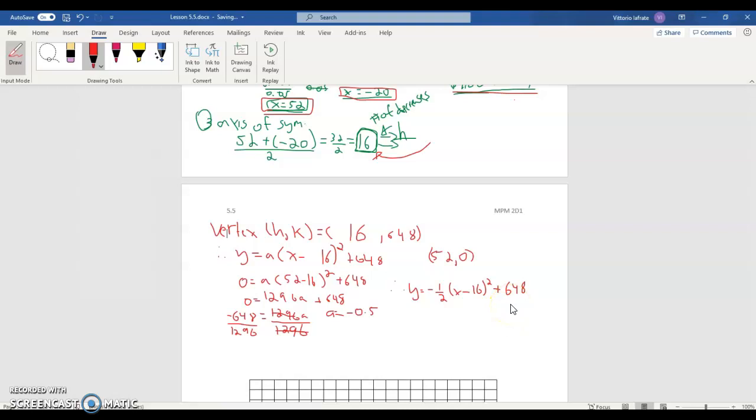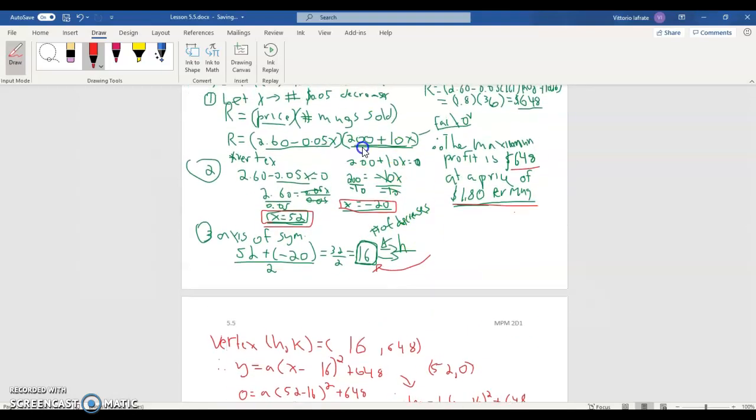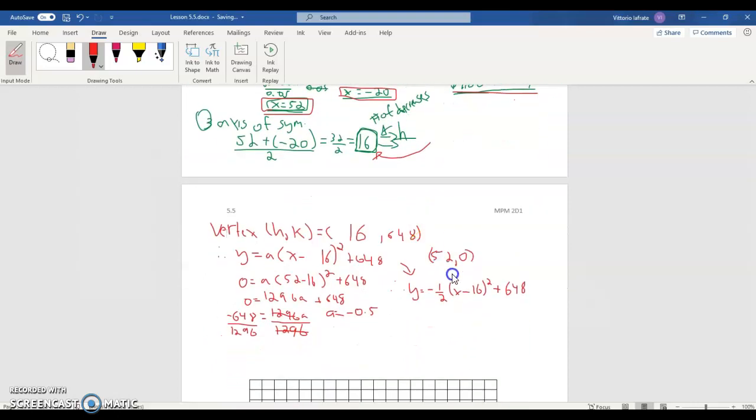To get the standard form, all you need to do is expand. You can expand either this vertex form here, or the factored form up here. Either way, you'll get the correct standard form. So let's expand to get standard form.